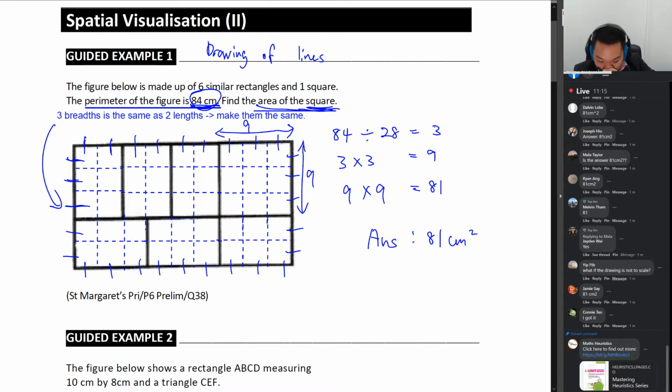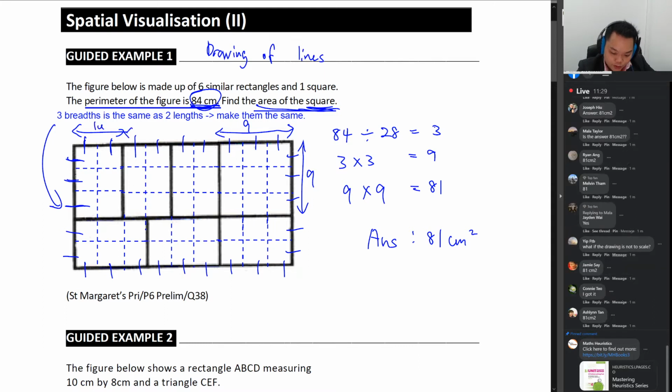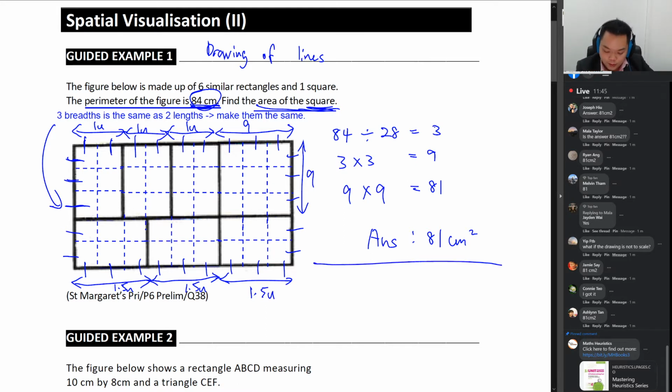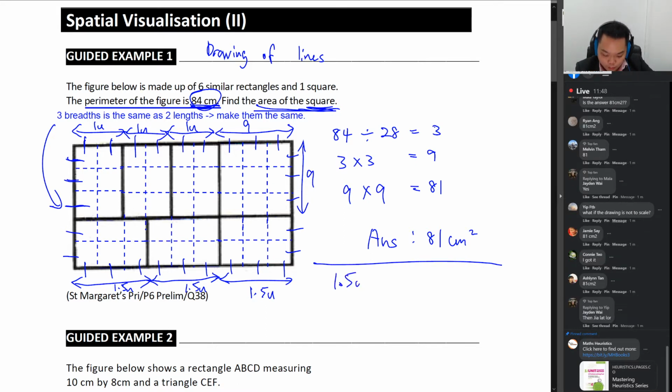Then the second way you can do it is you label these as units, but you try not to. But okay, if you're labeling it as units, the other way this can be done, 1 unit, 1 unit, 1 unit, then these would be 1.5 units, 1.5 units. So the length here of the square will be 1.5 units. If you're doing it that way, you want to evaluate what your 1.5 units is first. Evaluate this first, then you do the 9 times 9.